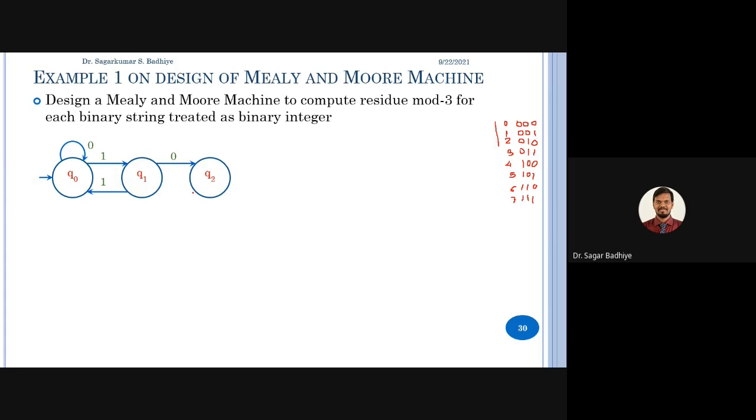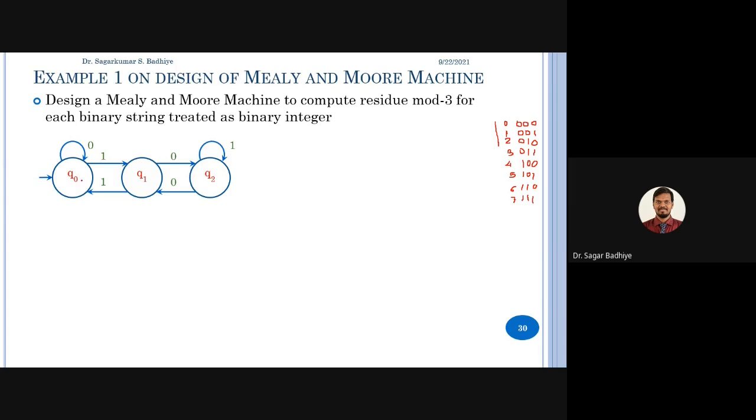So I should transit to a state such that the remainder produced by that state will be 1. So from q2, if I get 0 as the input, I'll go to a state that will produce remainder 1, and this is represented by state q1. So I will transit like this. Okay, so this is from q2 on 0, I'll go to q1. But in q2, again, I can get an input as 1. So if I get input 1, the number that will be generated is 1, 0, and again a 1. So 1, 0, 1 represents number 5, right? So if 5 is divided by 3, the remainder is 2. So I'll add a self transition over here for input 1.